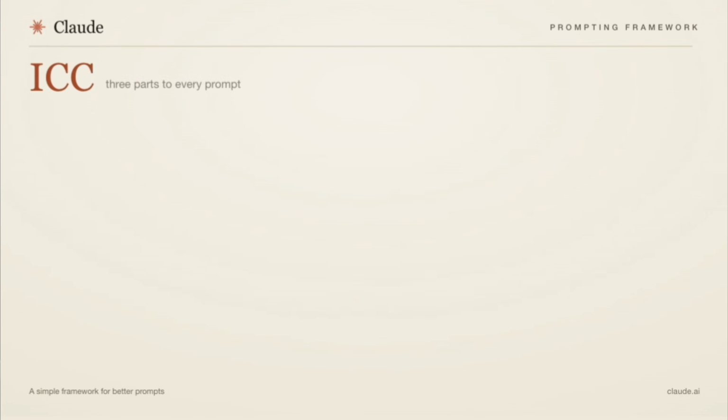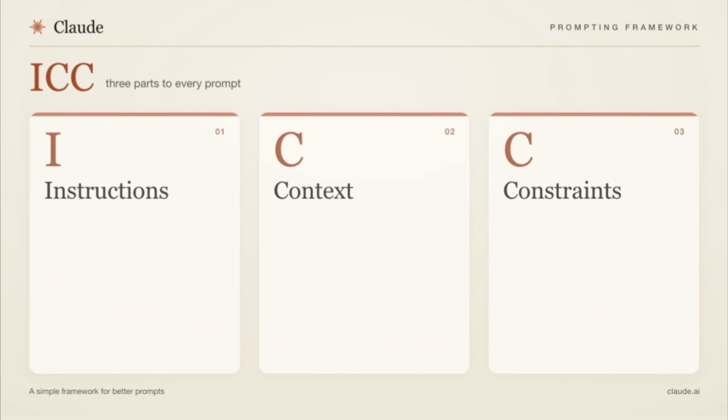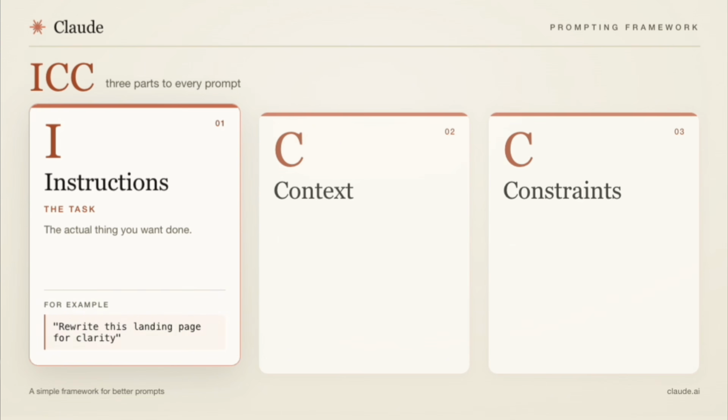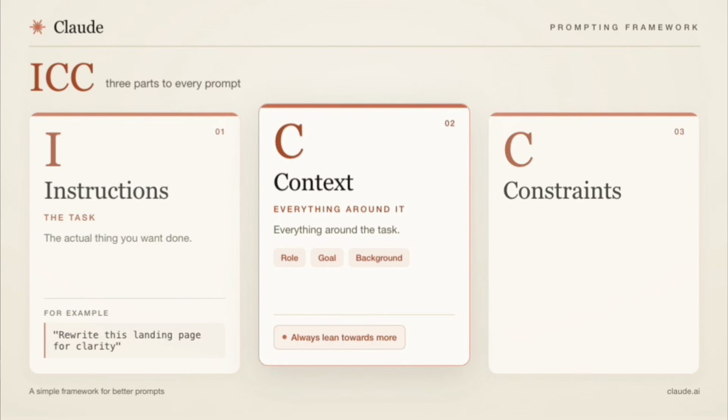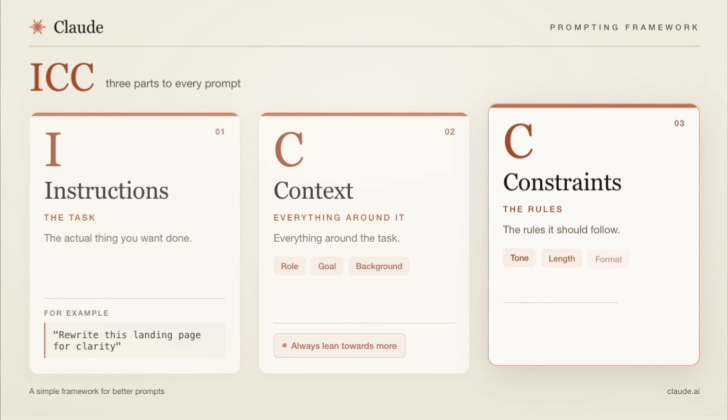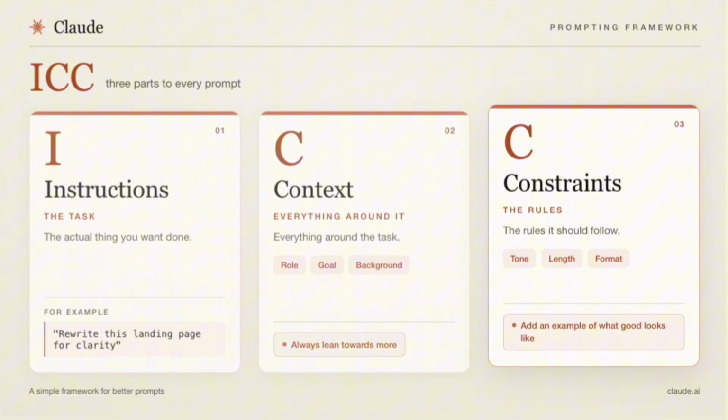Most people type a question in, get a generic answer back, and assume Claude isn't that clever. But it's almost always the prompt and not the model. So here's the formula that I basically put on everything. I call it ICC: instructions, context, and constraints. Instructions are the task, the actual thing that you want done. Context is everything around it, so your role, your goal, your background, anything else relevant. Always lean towards more. And constraints are the rules, the tone, the length, the format, and an example of what good looks like if you've got one. The order doesn't really matter as long as it's all in there.